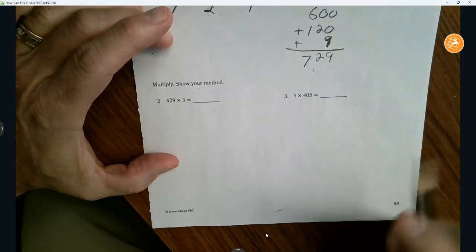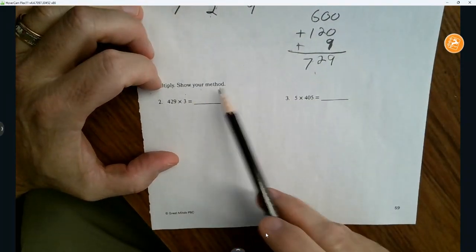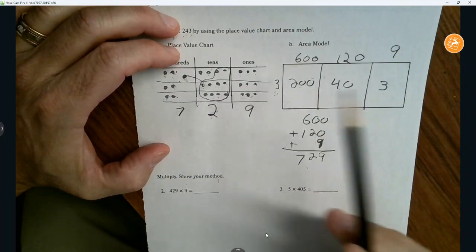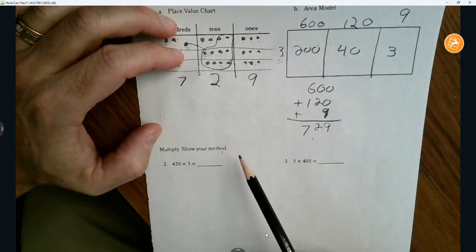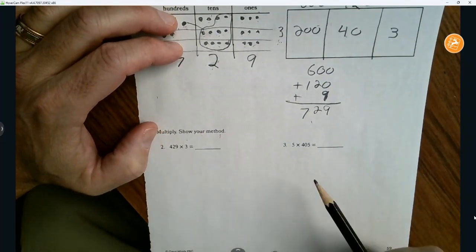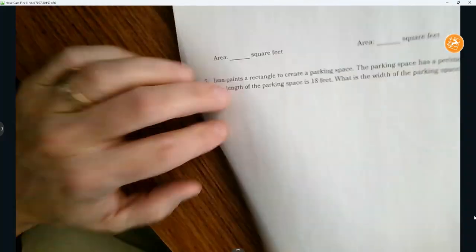All right, let's look at that. Show your method. So it's going to want you to use this method or this method, whichever one works best for you, because it's asking you to show your method. It's not telling you which method it wants you to show right now. So whichever one works best for you, that's what you can use there.